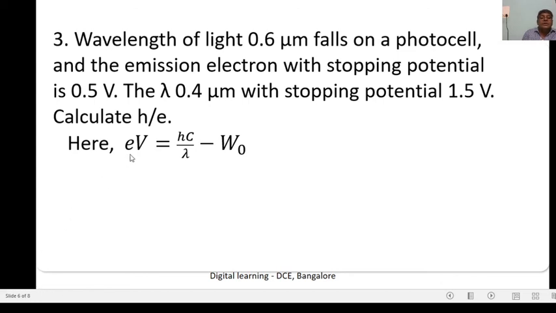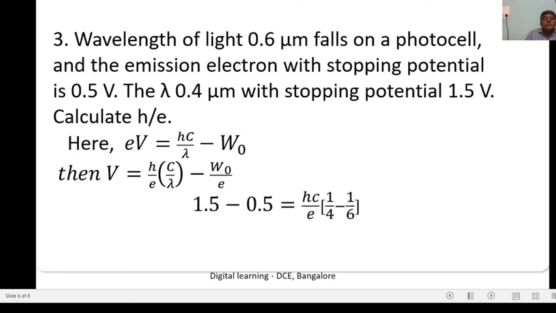The energy eV is equal to hc upon lambda minus work function. So this is the mathematical relation regarding the photoelectric effect. Energy is equal to hc by lambda minus work function. So this is the formula for the photoelectric effect. Then V is equal to hc by e into 1 by lambda minus work function divided by e. So by rearranging this equation, we get the relation like this.